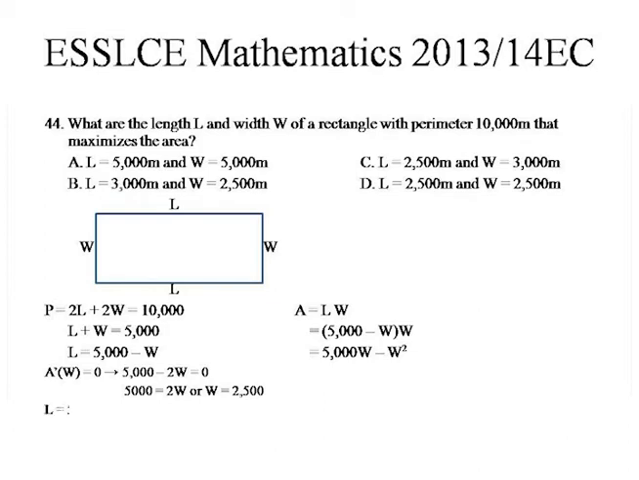Then L is equal to 5,000 minus W, which, substituting 2,500 in place of W, we will find L is equal to 5,000 minus 2,500. 5,000 minus 2,500 is equal to 2,500. So choice D is the correct answer.